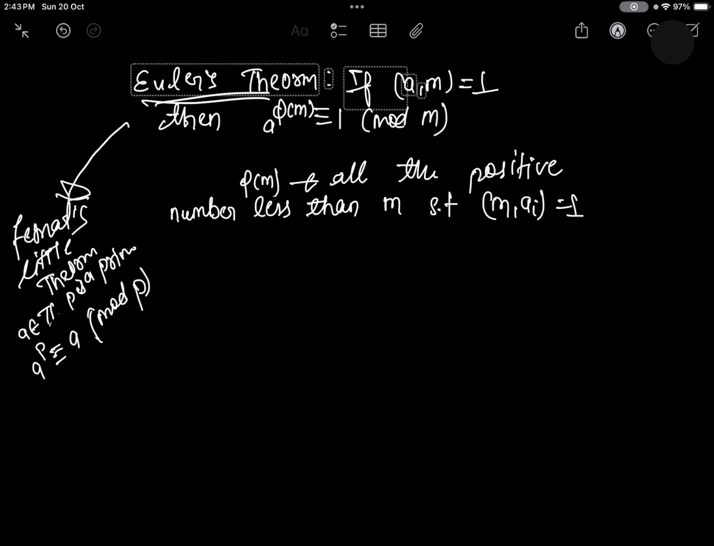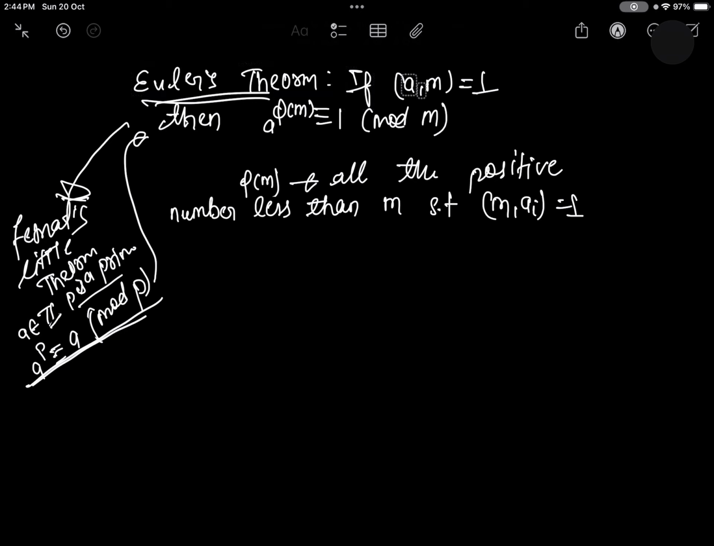So he also gave another theorem in number theory, Fermat's little theorem, and it states that if a is any integer and p is a prime number, then a raised to the power p is congruent to a mod p. And this Euler's theorem is the generalization of this theorem. So if you are wondering where Fermat's little theorem came from, it came from Euler's theorem, which we will be proving today.